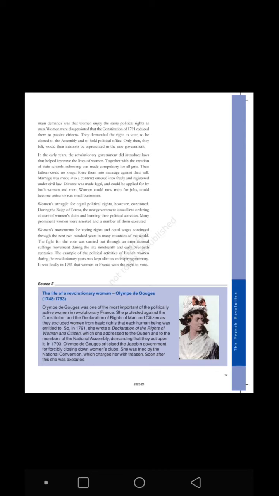So in 1791, she wrote a Declaration of the Rights of Woman and Citizen, which she addressed to the Queen and to the members of the National Assembly, demanding that they act upon it. In 1793, Olympe de Gouges criticized the Jacobin government for forcibly closing down women's clubs. She was tried by the National Convention, which charged her with treason. Soon after this, she was executed.